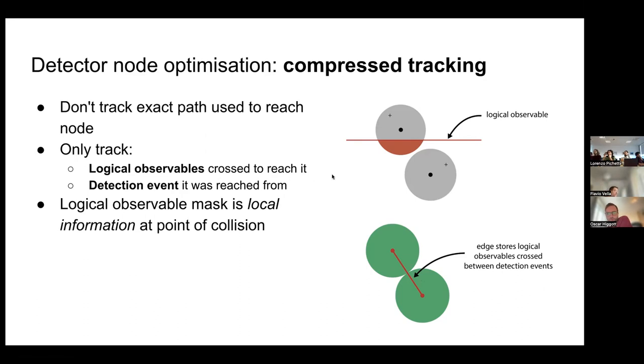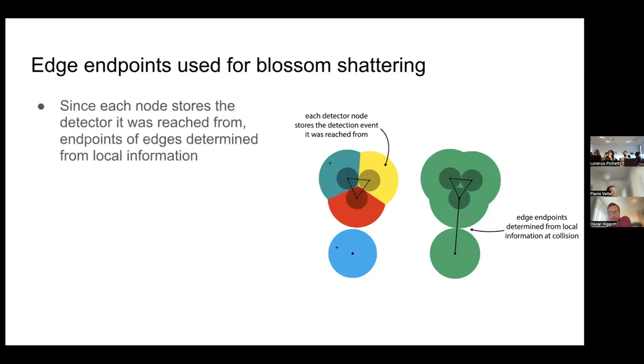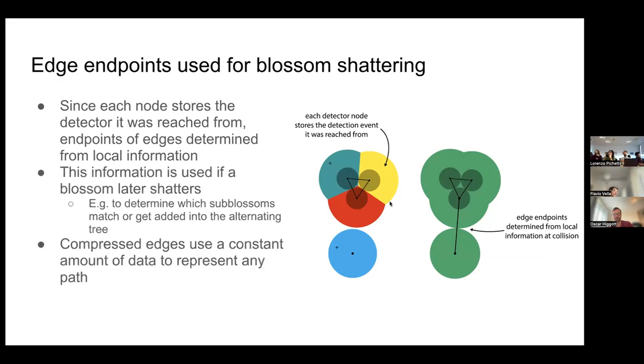This logical observable mask, this effect on the logical outcome, is essentially local information at the point of collision. So when two regions collide, you just XOR two bit masks. And that gives you the logical effect of the path between these two regions. That's a useful optimization. And maybe I won't go into detail here. We also store the detection events which a region was reached from. And this is useful at one point in the algorithm for what's called shattering the blossoms, but maybe I won't go into the detail of that now.